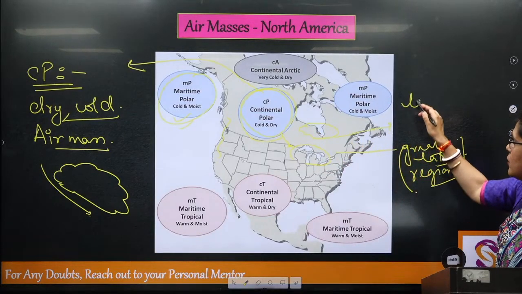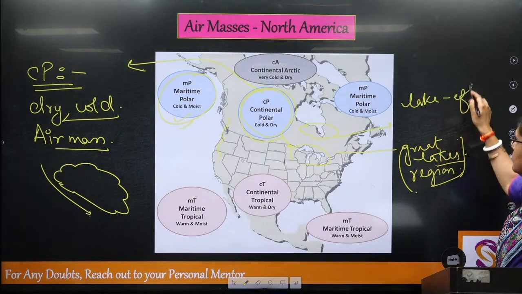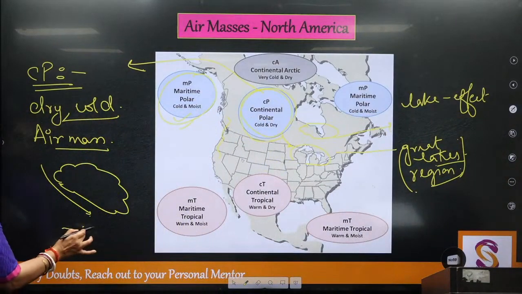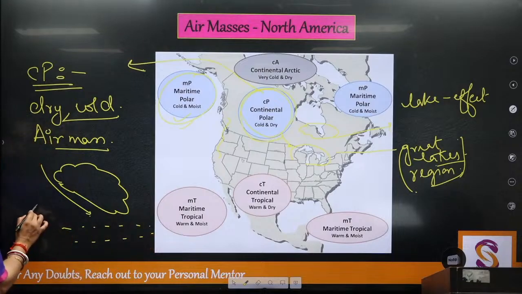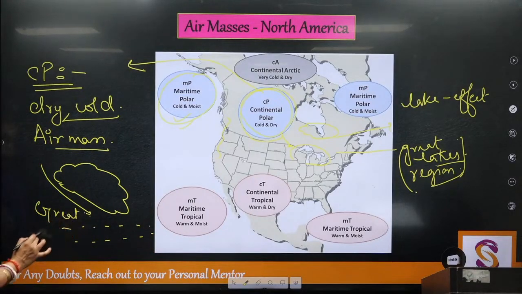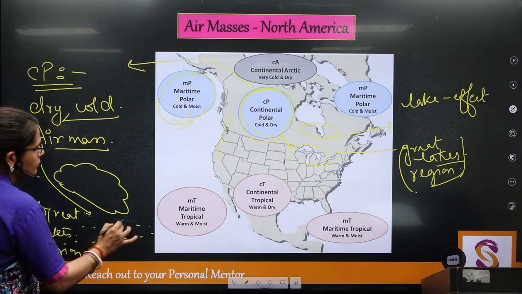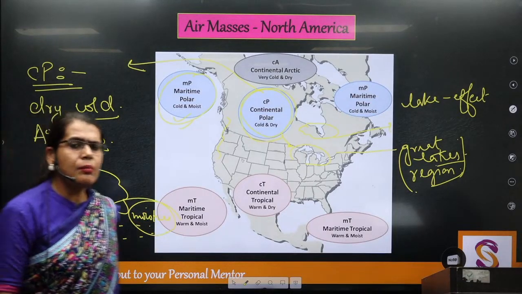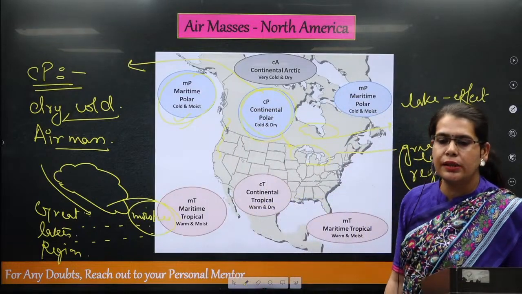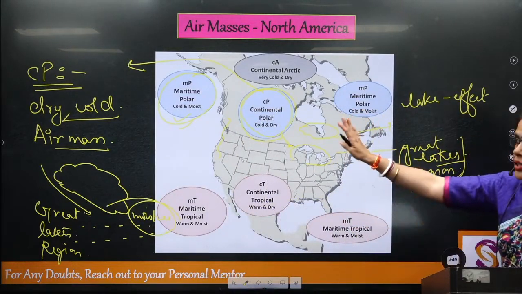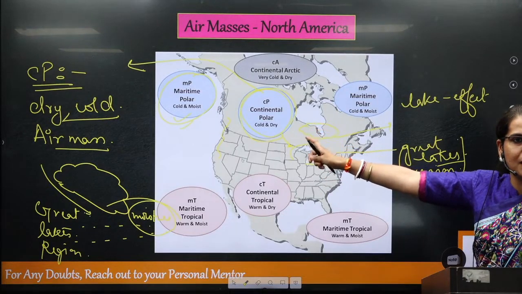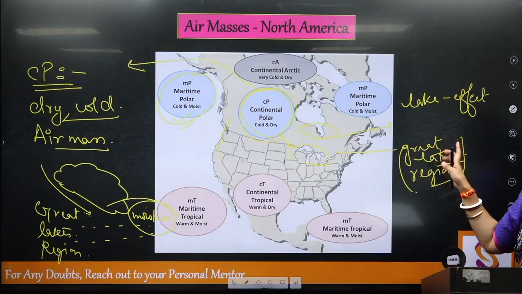So this is called as lake effect. So when it passes over the Great Lakes region, it can pick up moisture. So depending upon the temperature, there can be different types of condensation, right? So this will be in form of the snowfall. So this snowfall over the Great Lakes region because of the continental polar cold dry air mass is called as the lake effect. Simple. Okay.